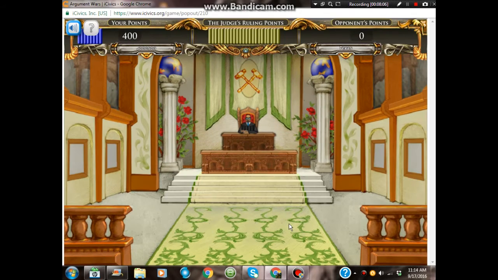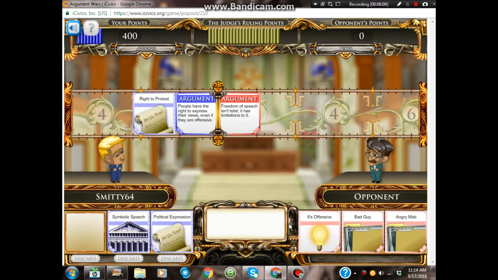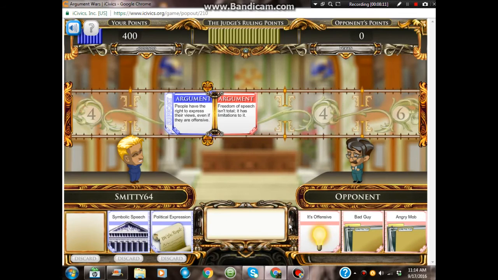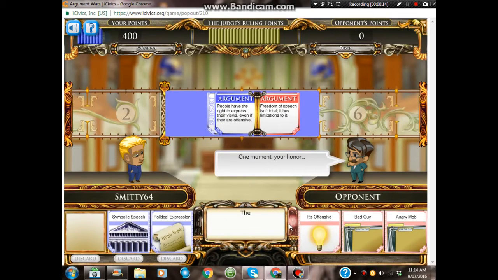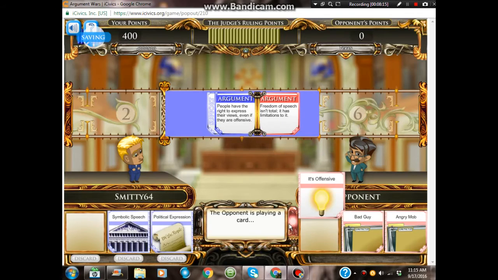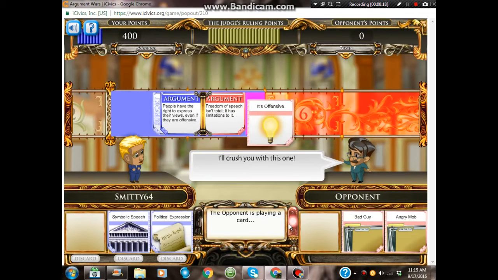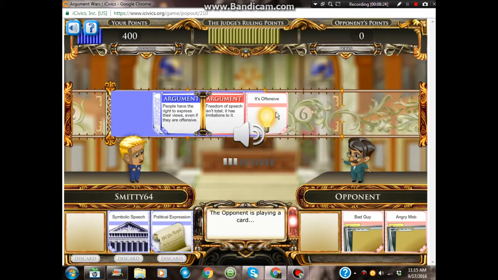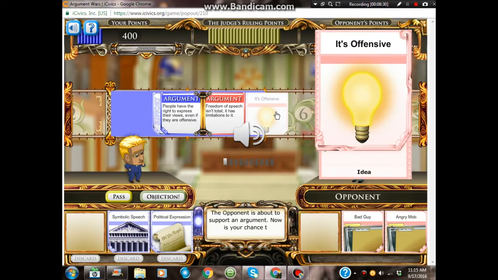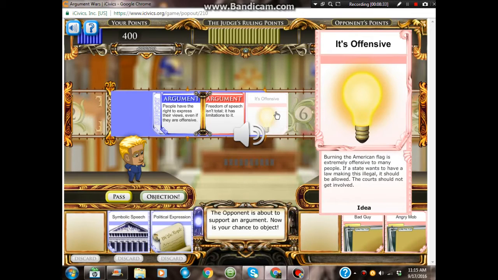Actually, this is probably our determined rather than crush it with this one. It's offensive. Burning the American flag is extremely offensive to many people. If a state wants to have a law making it illegal, it should be allowed. The court should not get involved.